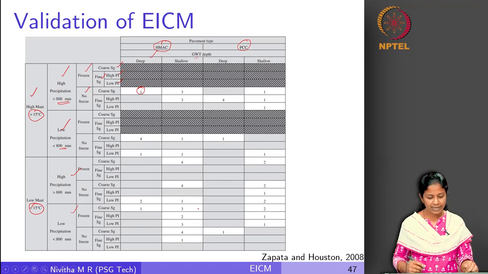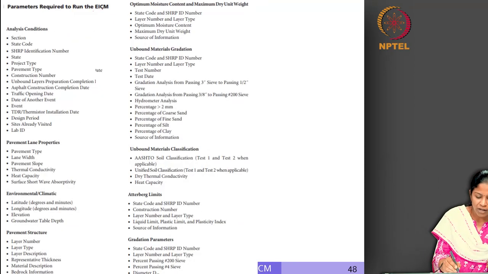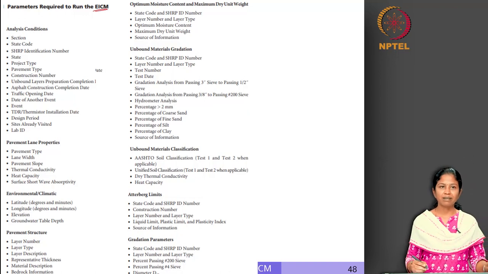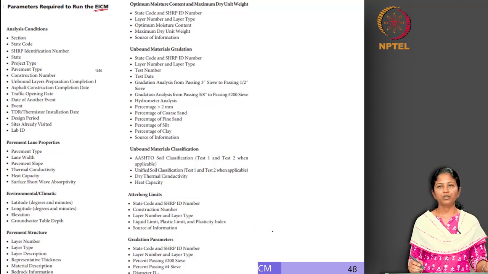So, based on this data, they were able to compare the parameters. And what are the parameters required to run EACM? So, to validate the model, they had collected all these input parameters from each of the layers.